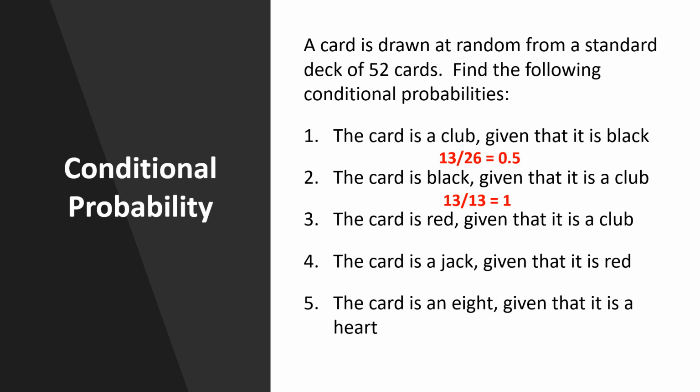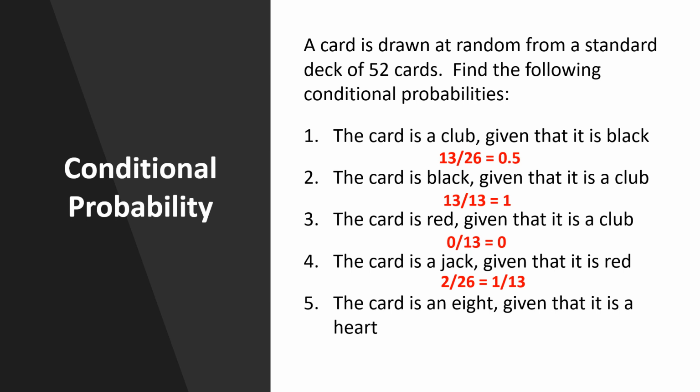Number 3, the card is red given that it is a club. We're only looking at the clubs, so out of those 13 clubs, how many of those are red? Well, that's 0. So our probability would be 0 out of 13, which is 0. Number 4, the card is a jack given that it is red. So we're only looking at the red cards. That's 26. How many jacks out of the 26 are red? Well, we have the jack of diamonds and the jack of hearts. So that's 2 out of 26, which reduces to 1 out of 13.